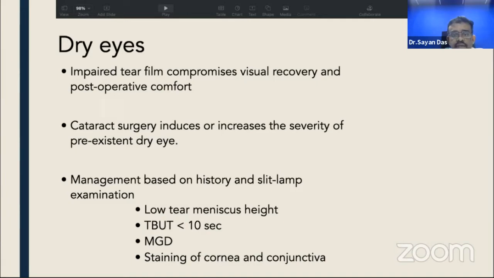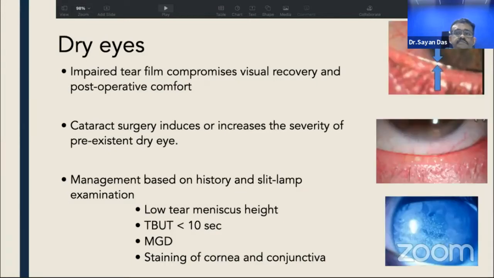On the slit lamp, we try to establish the tear meniscus height, whether it is normal or lower, whether the TBUT is short, whether there is significant meibomian gland issues, or there is staining of cornea and conjunctiva, either on the fluorescein stain or on the lissamine green stain. So we have the pictures here.